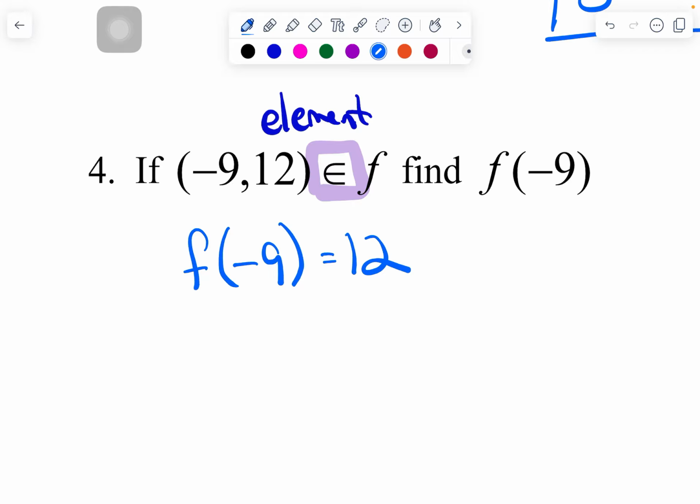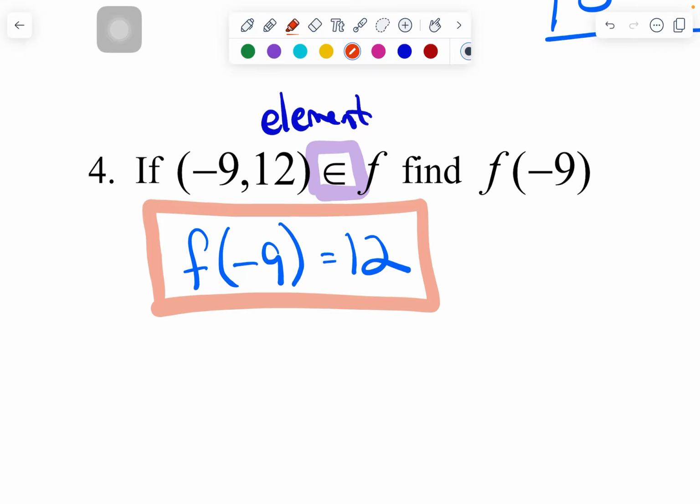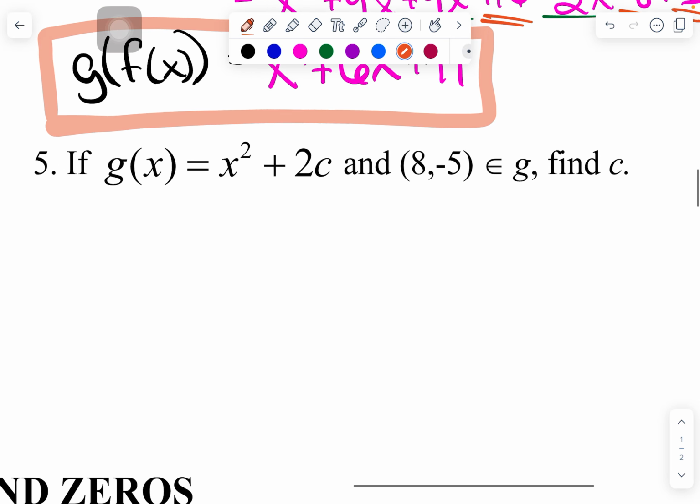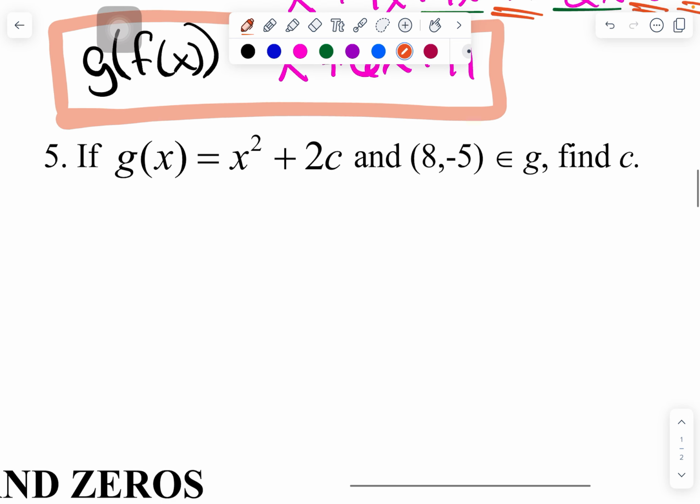All right, so that's going to be your answer. Answer is 12. You can tell me f of negative 9 equals 12, or you can simply tell me 12. But the idea is it's an element. It is a point on the function that is a true statement. All right, number 5.